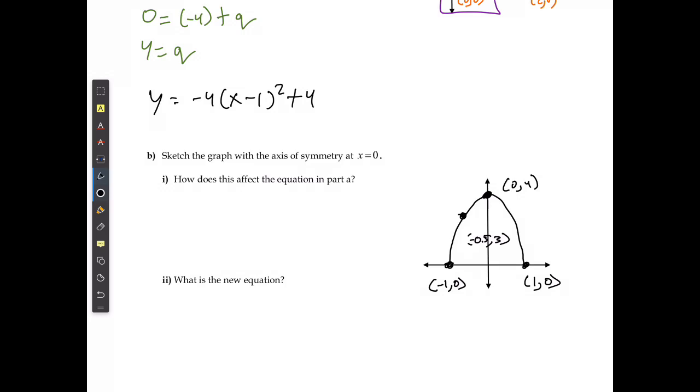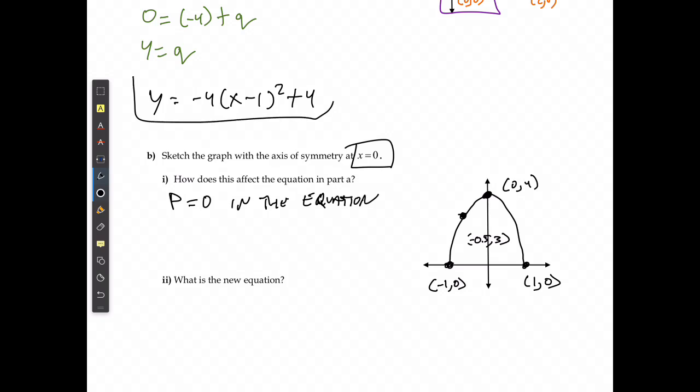So if x becomes 0, how does this affect the equation? P equals 0 in the equation. Which means that suddenly my equation from up top here is going to become y is equal to negative 4 x squared plus 4.